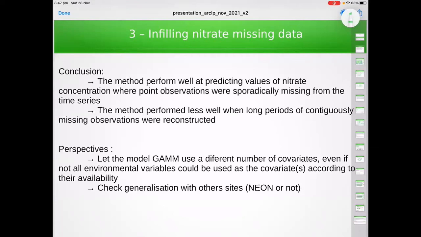As perspective, we have used the GAM, generalized additive mixed model, when we have all the covariates observed, but when one covariate is not observed, we don't use it. So we need to improve our framework to use it even if only one covariate is missing. We have some ideas. And of course, we can generalize this with observations from different freshwater systems.